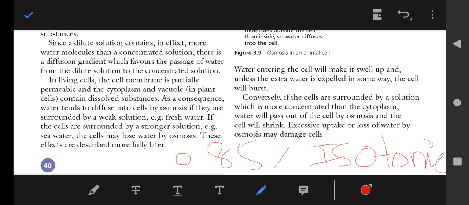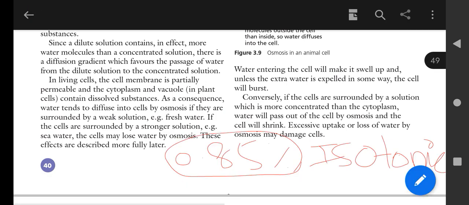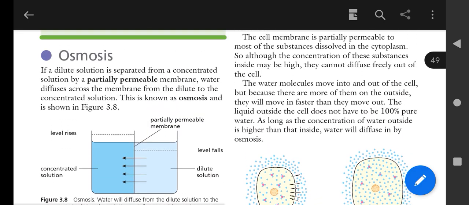And when the environment contains salts more than 0.85%, this environment is called the hypertonic environment. So the hypertonic environment is a stronger solution containing a high amount of salts, for example seawater. And the hypotonic environment is one that contains less salts than 0.85% as compared to the RBCs.